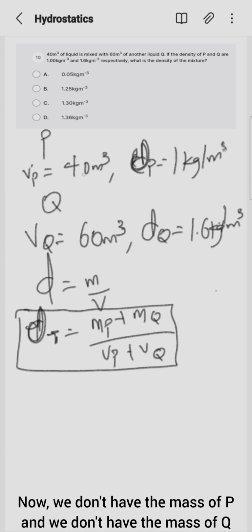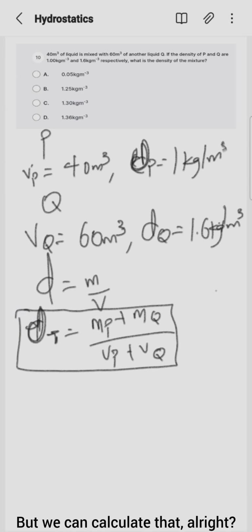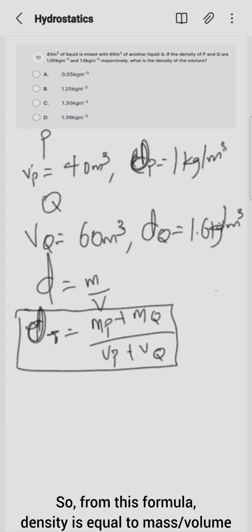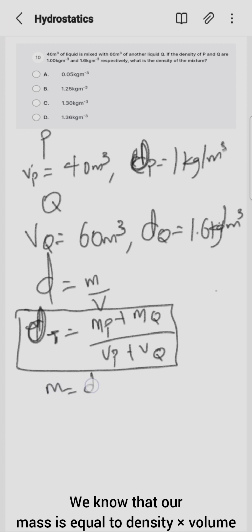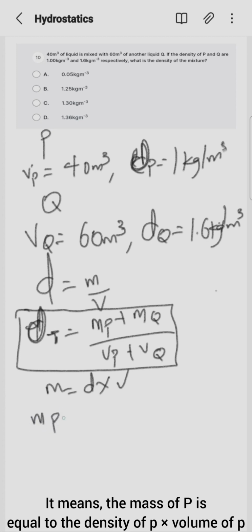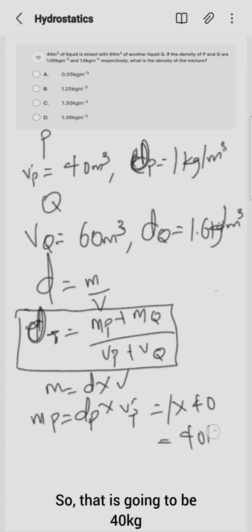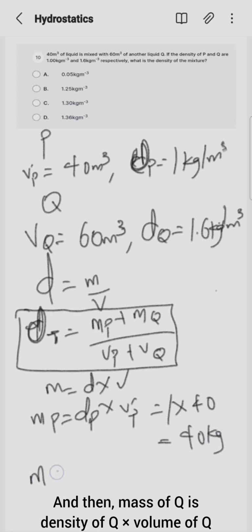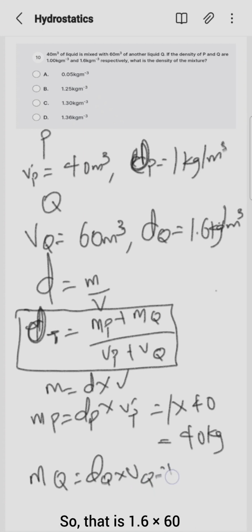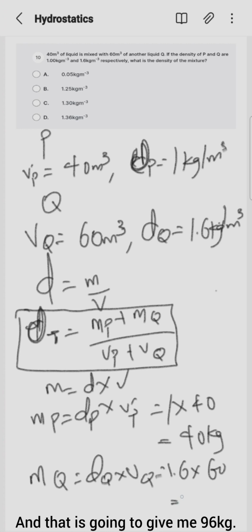Now, we don't have the mass of P and we don't have the mass of Q, but we can calculate that. From the formula density equals mass over volume, we know that mass is equal to density times volume. It means the mass of P is equal to density of P times volume of P. So that is 1 times 40, which is 40 kilogram. And then mass of Q is density of Q times volume of Q. So that is 1.6 times 60, and that is going to give me 96 kilogram.